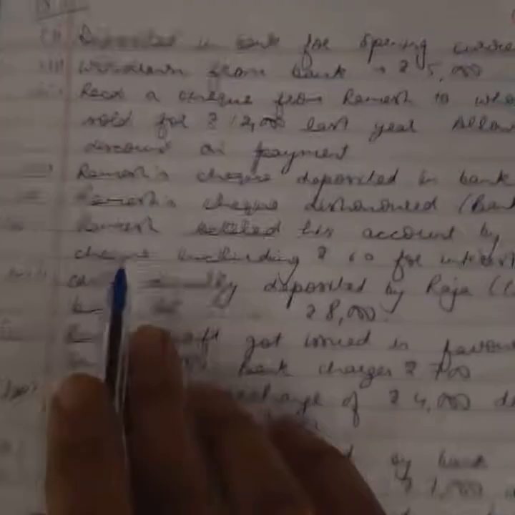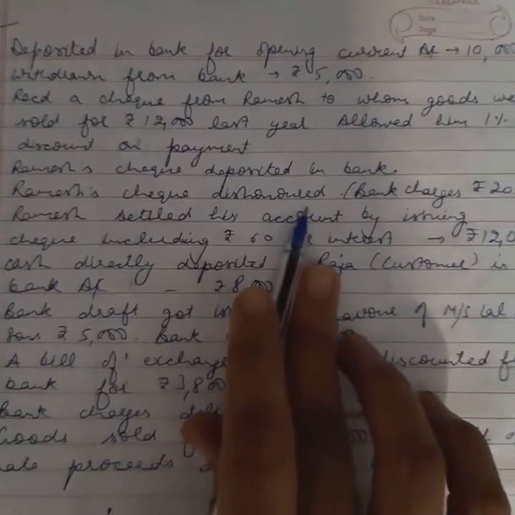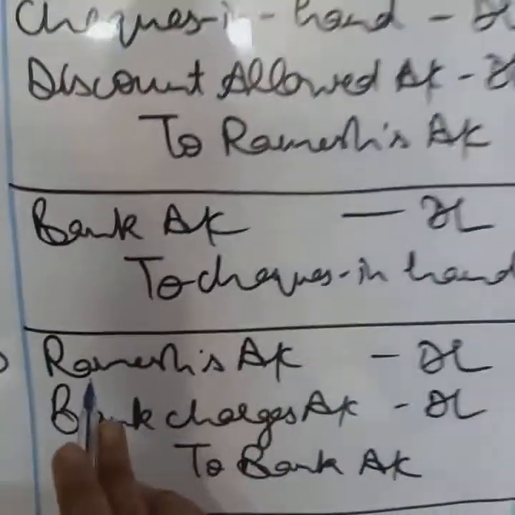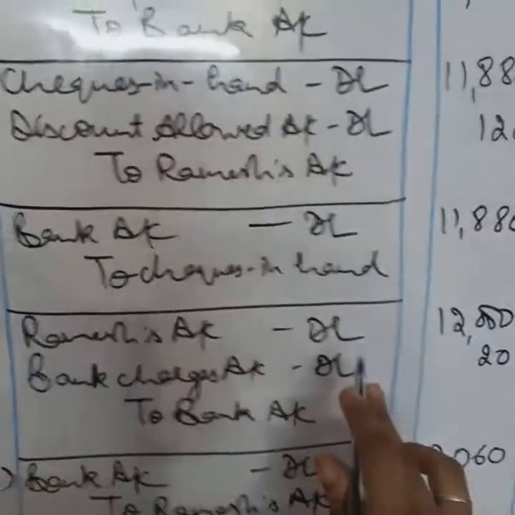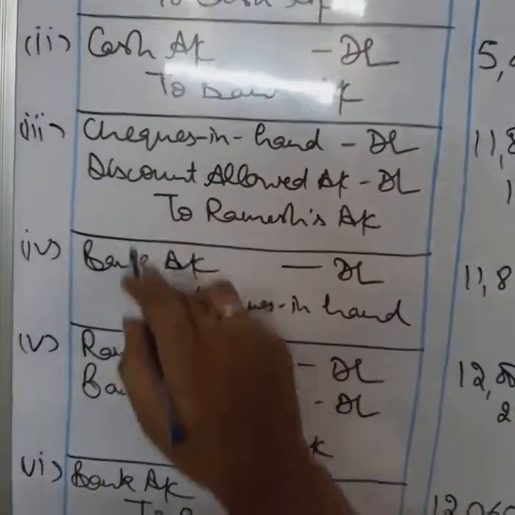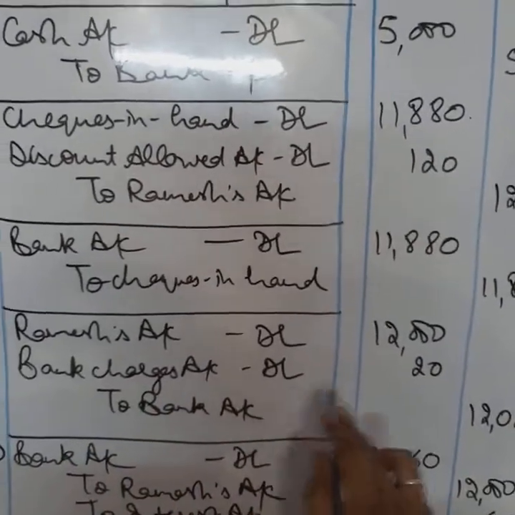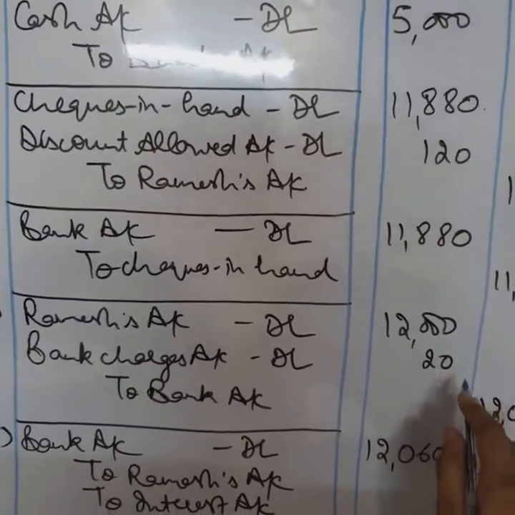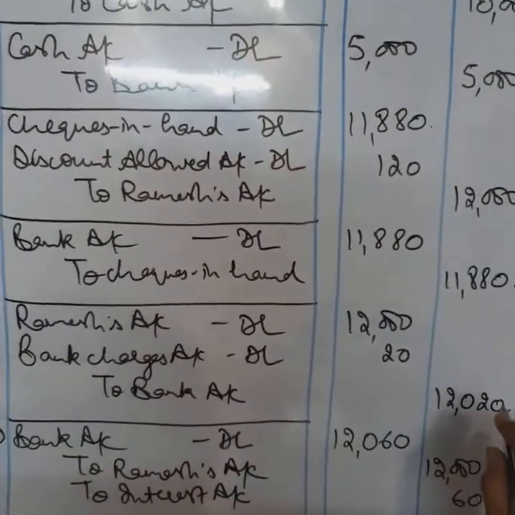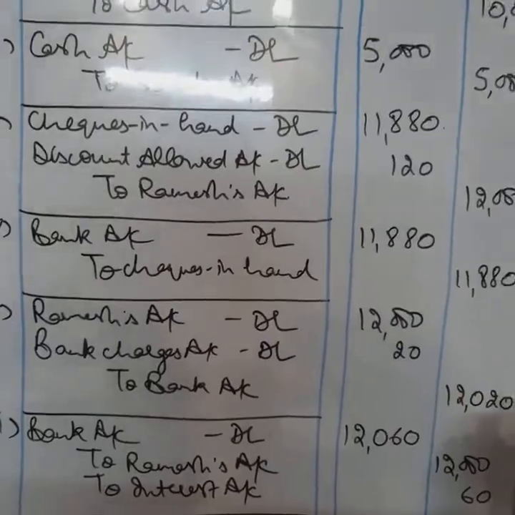Next, Ramesh's check dishonored means we are not going to get money from this check, and bank charges rupees 20. So Ramesh's check is dishonored. Ramesh again will become our debtor. So discount will be cancelled. Ramesh earlier was credited with 12,000. Now again we'll debit him with 12,000. Then bank charges we are paying 20 rupees. It's our expense. So debit all expenses and losses to bank account, because our bank balance is reducing with rupees 12,020. That is 12,000 of check and 20 of bank charges.